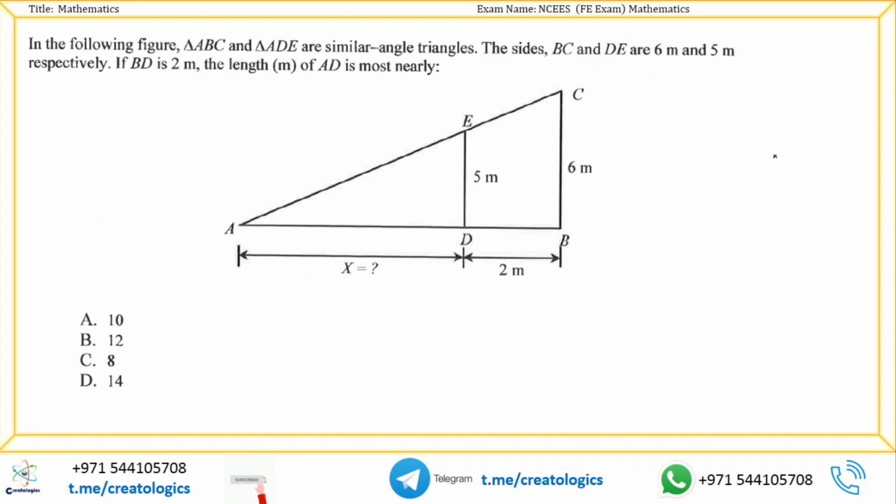Let's move next. In the following figure, we have triangles ABC and ADE, which are similar triangles with equal angles. The sides BC and DE are also given, as you can see in the diagram. Then they are saying if BD is 2 meters, what is the length of AD? We need to find this x units length. This AD is to be calculated.